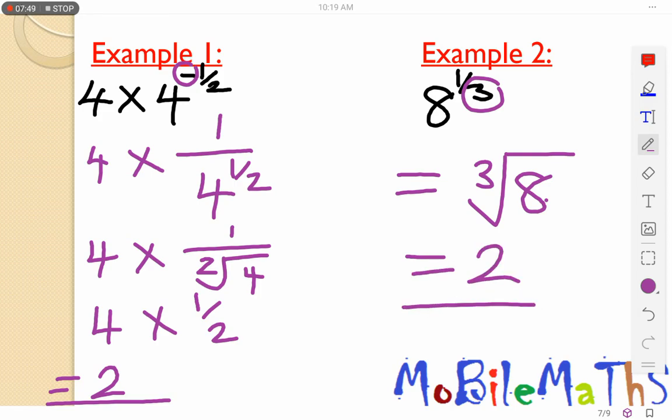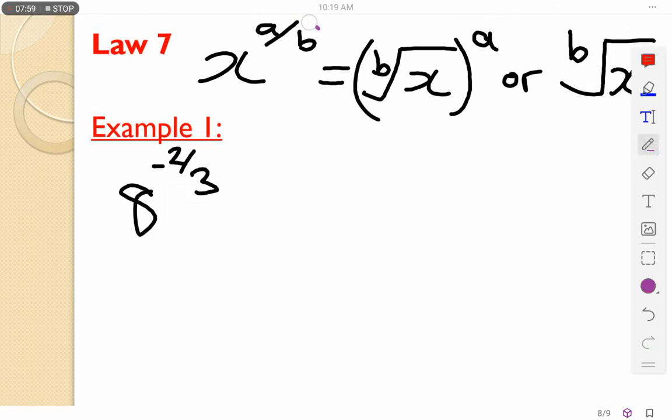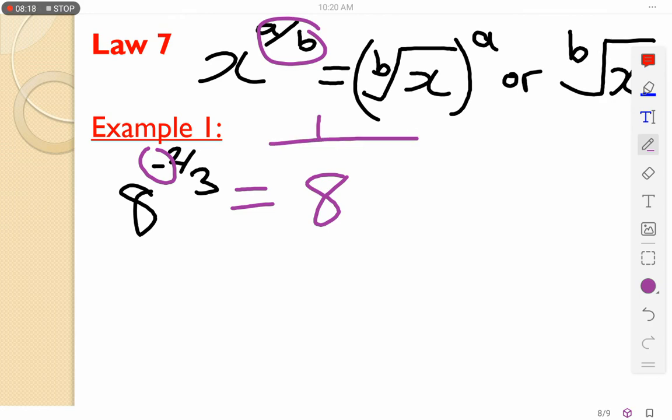Okay, let's look at the last law, number 7. In this one, we've got A over B. Don't be confused, it's the same thing. So when we have A over B, regardless of the negative, we simply solve it the same way. So here, I want to remove the negative first. So I'll have 1 over, then I have 2 over 3 like this. Whenever we have a negative, you say 1 over everything, then the negative sign disappears.